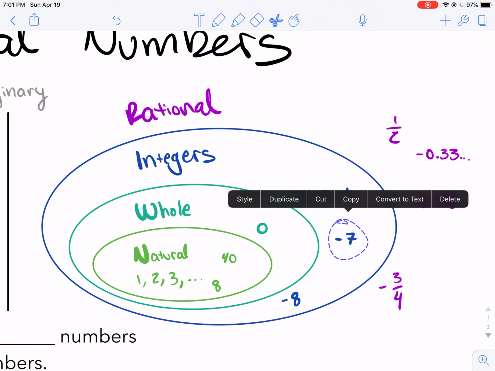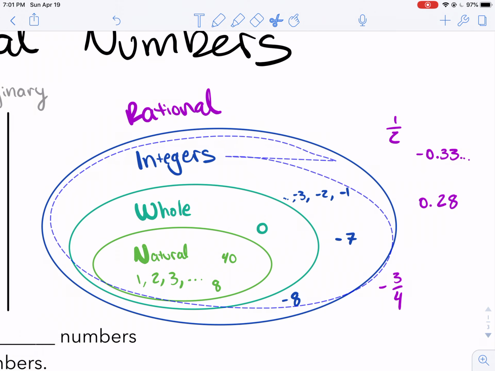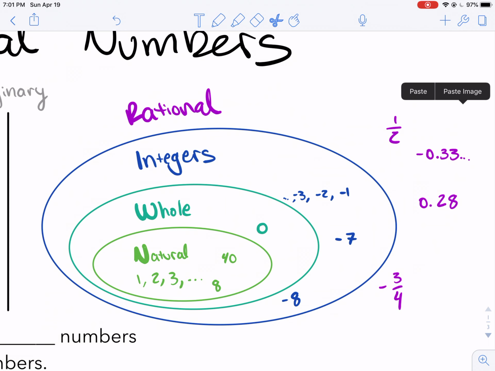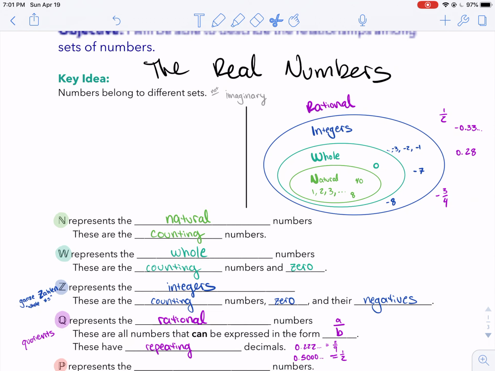It's also a rational number because it can be written as 7/1. That's a fraction, so that works, right? Same thing with our natural numbers. All natural numbers are whole numbers, and all whole numbers are integers, and all integers are rational numbers. So they nest inside of each other. This is almost all of the numbers that we will ever deal with, but there's one more kind.